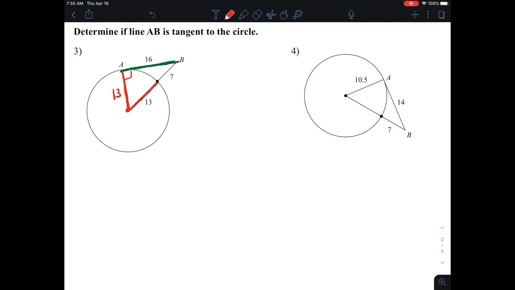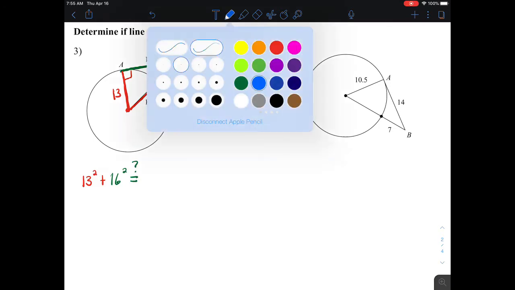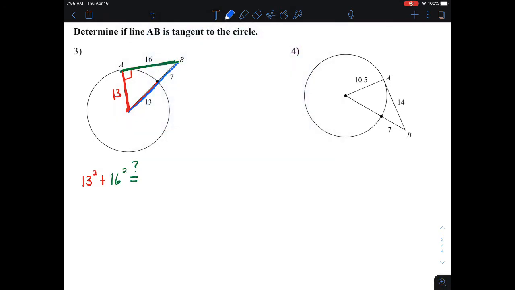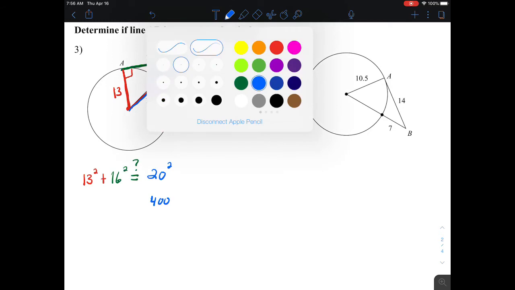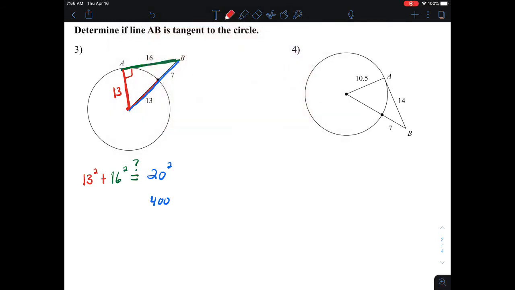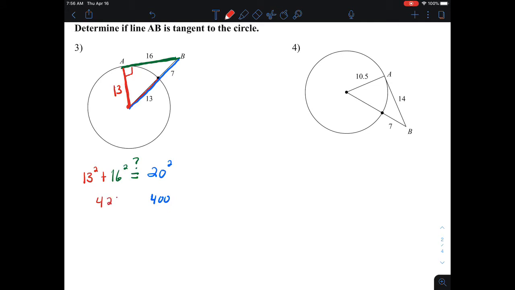So we're going to go 13 squared, leg squared plus leg squared, so plus 16 squared. And see, does that equal the overall length of this hypotenuse here, which is 20? So 20 squared. I want to know, is that in fact true or not? Well, 20 squared is 400, and 13 squared plus 16 squared makes 425, so they're not equal. What that means is AB is not tangent.